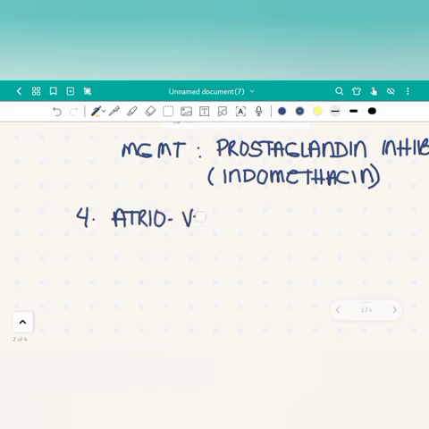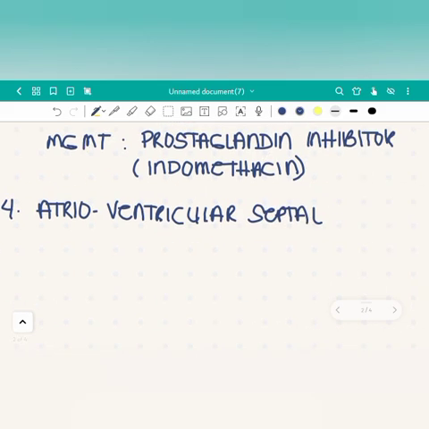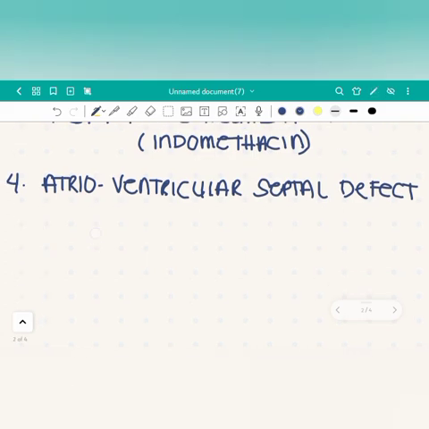So, next is the atrioventricular septal defect, or tinatawag din itong endocardial cushion defect. And it is most common in Down syndrome. So remember that AVSD is most common in Down syndrome.